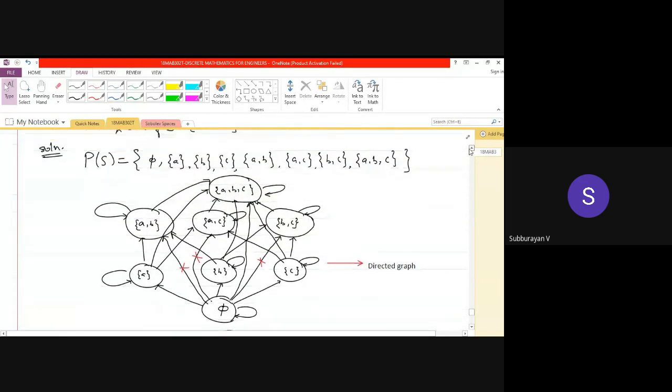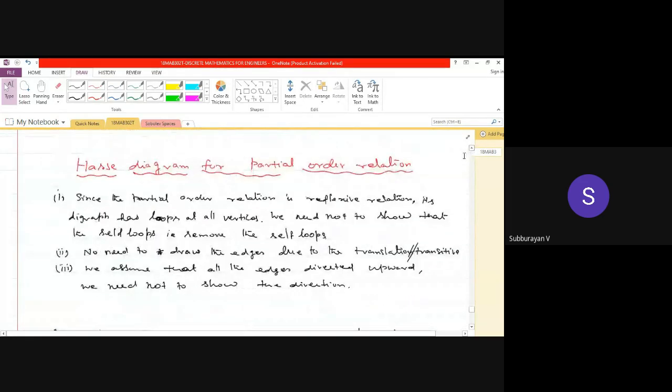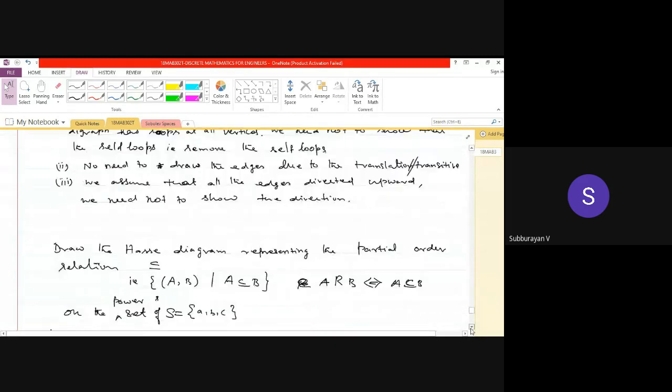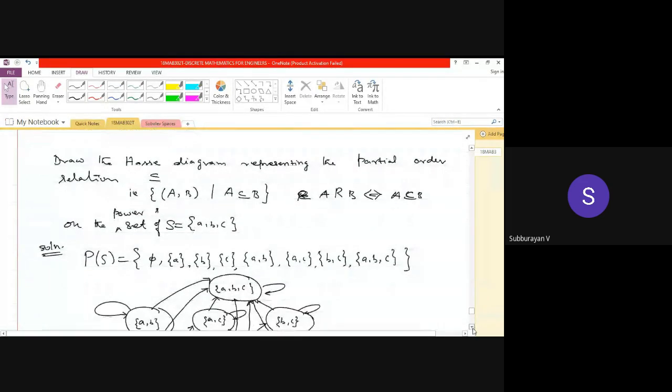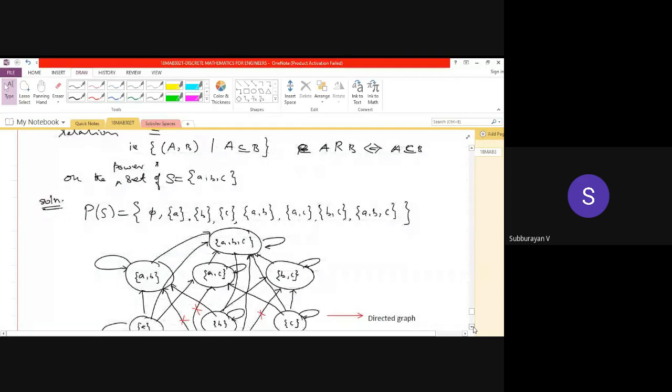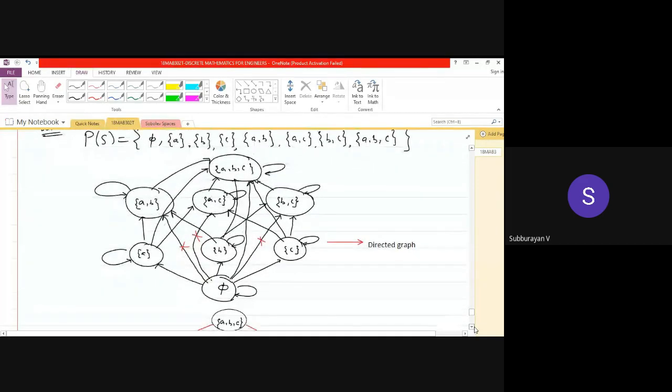In the last class we have seen a partial order relation. The question was: draw the Hasse diagram representing the partial order relation, that is the subset relation, the collection of all ordered pairs (A, B), where A and B are subsets of a given set X, and A is related to B means A is a subset of B. Then on the power set of X, we have drawn a first directed graph.